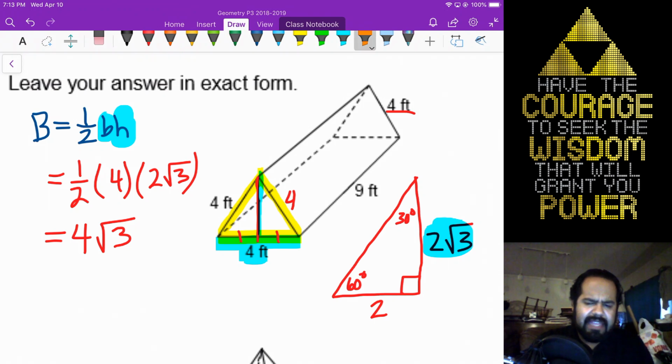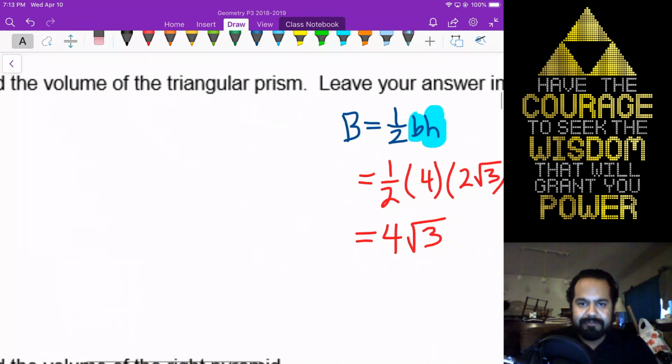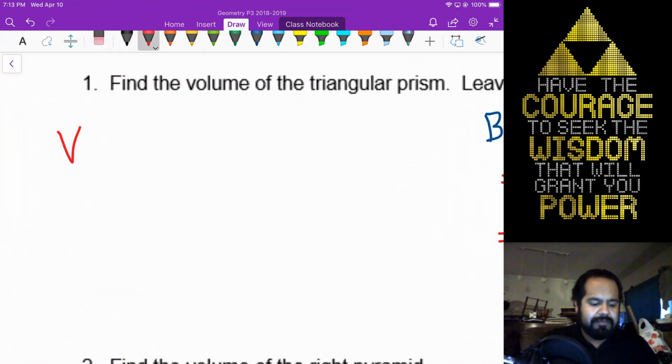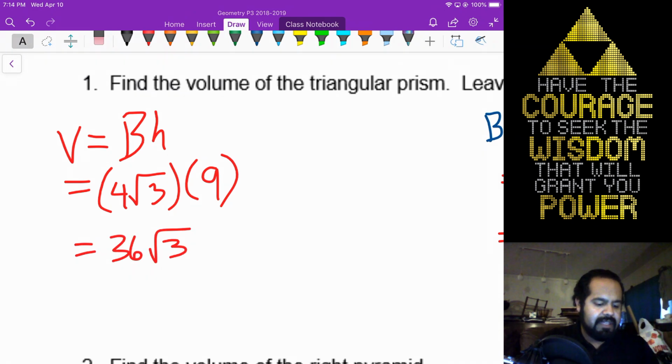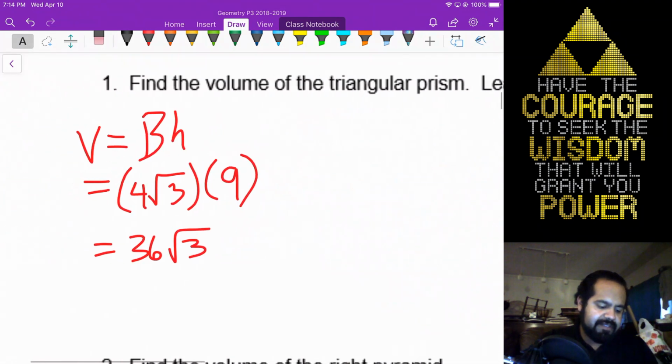Now the height of your solid, again, a lot of you confused the height of the base with the height of the solid. Remember, we're going away from the bases, or the distance between your two bases. So we're going to be using that 9 as our height. So volume, again, writing out my formula, I'm going to have 4 rad 3 times 9. So that's going to get me 36 rad 3. And then what are my units? Feet. So it's going to be cubic feet.